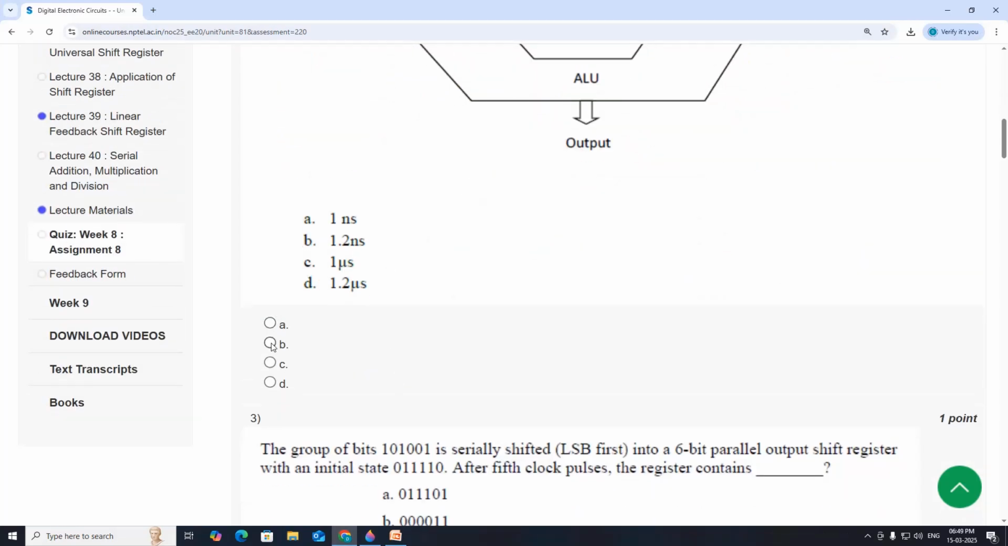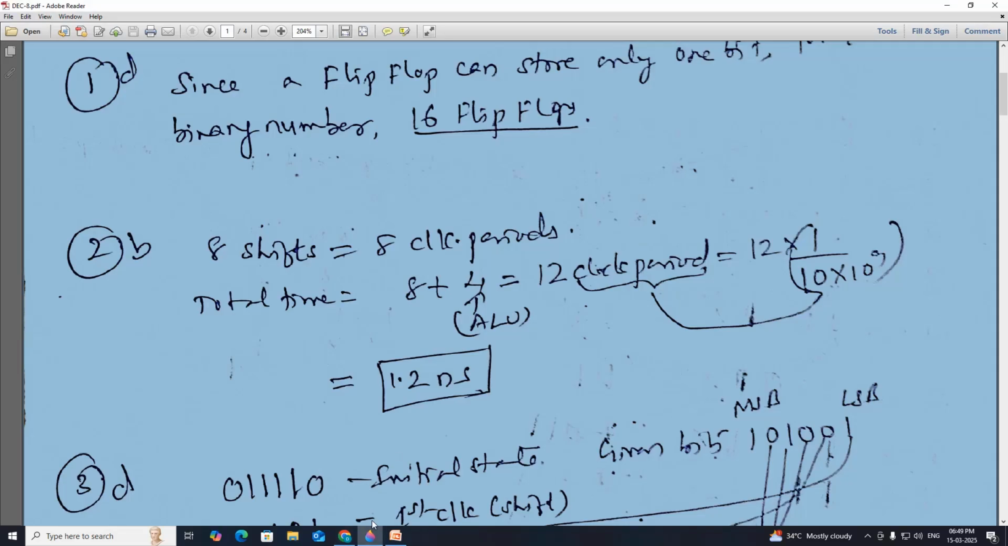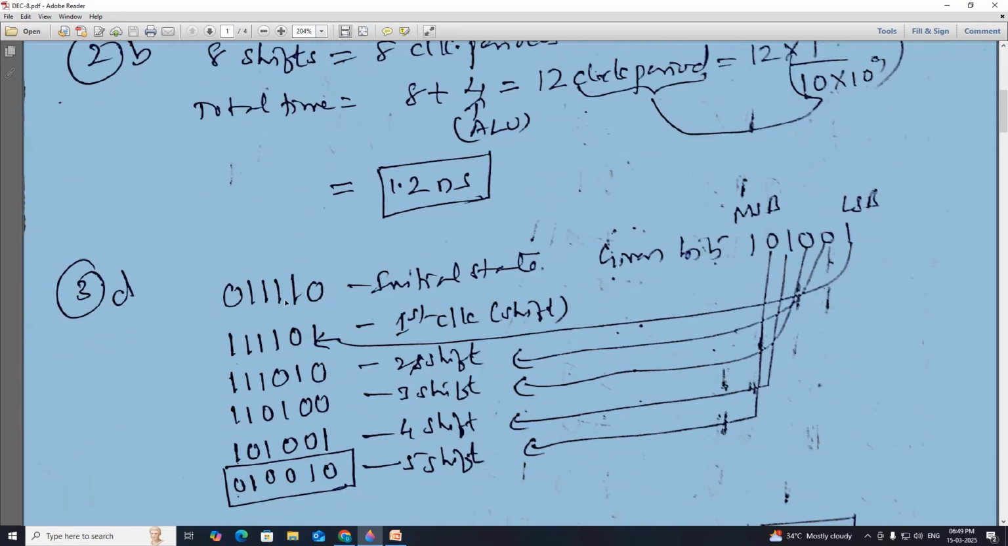1.2 nanoseconds, B. Third one, a group of bits is serially shifted into a 6-bit parallel output shift register with an initial state. This is the initial state. After the 5th clock pulse, the register contains what? So this is the initial state and we have to shift these bits.